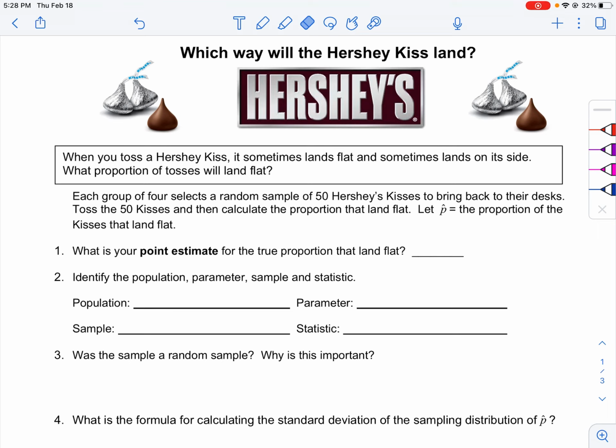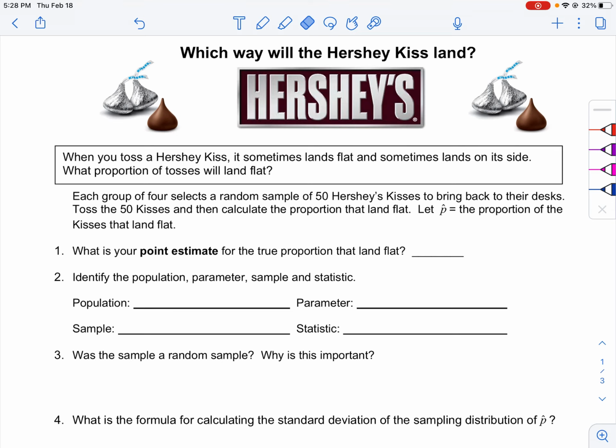Today's lesson is estimating a proportion. When you toss a Hershey Kiss, it sometimes lands flat and sometimes lands on its side. What proportion of tosses will land flat? Each group of 4 selects a random sample of 50 Hershey's Kisses to bring back to their desk, toss the 50 kisses, and calculate the proportion that will land flat.